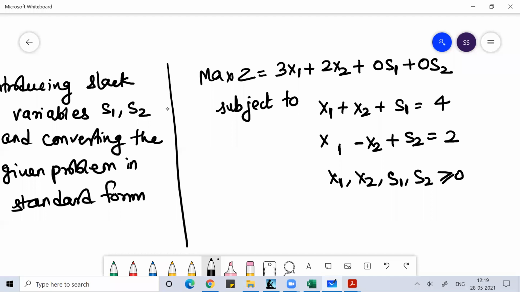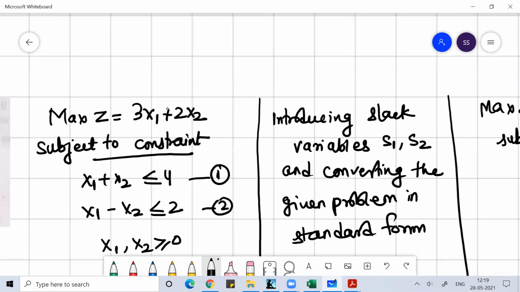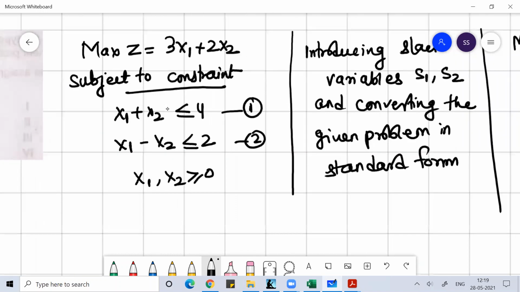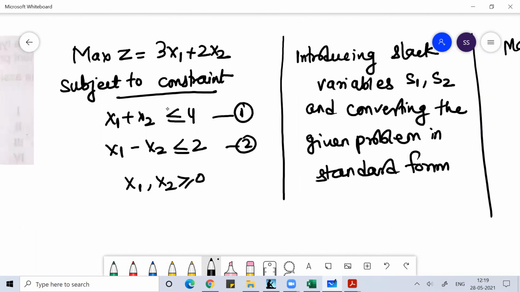So what you are trying to do: whatever the number of constraints you have in the problem, that many slack variables you will introduce in the constraint equations. Why? What are these slack variables? These slack variables are actually dummy variables. So why do you introduce them in the equation? Because I want to convert this linear inequality of the constraint into a linear equation. So I introduced a variable called S1.